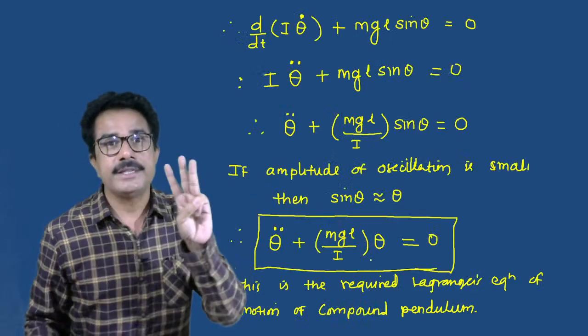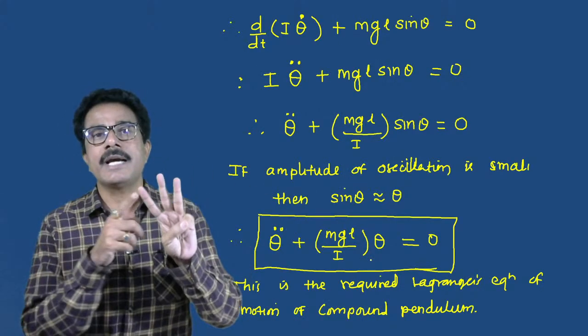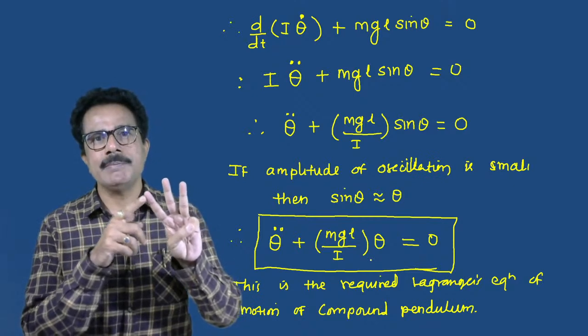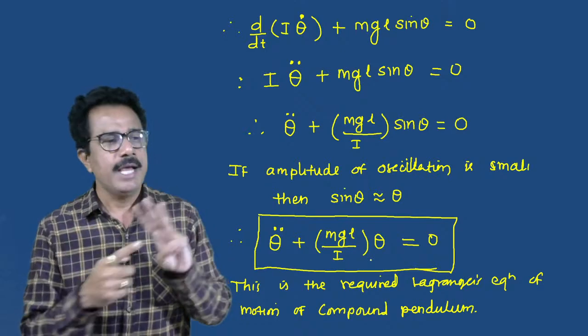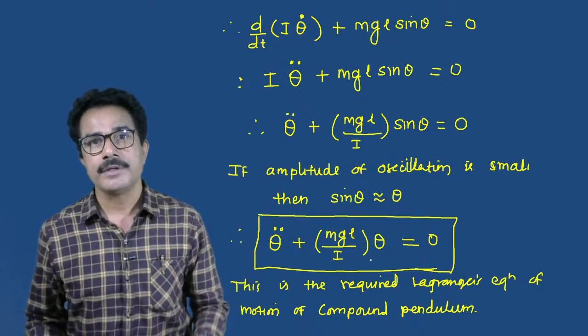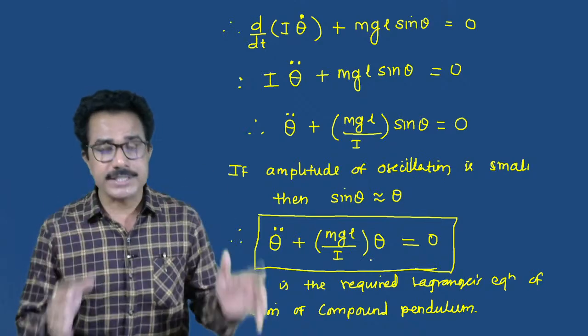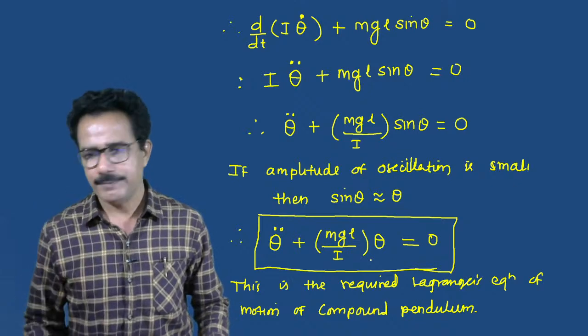See this, there are three equations: Lagrange's equation of a simple pendulum, Lagrange's equation of motion of an Atwood machine, and third is Lagrange's equation of motion of a compound pendulum. You must know all these three equations, all these derivations perfectly.